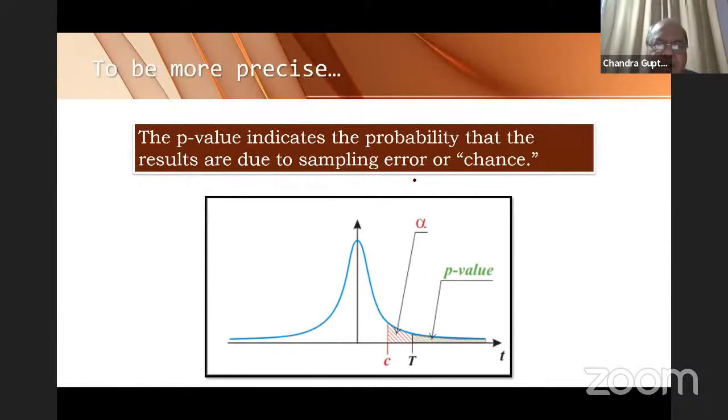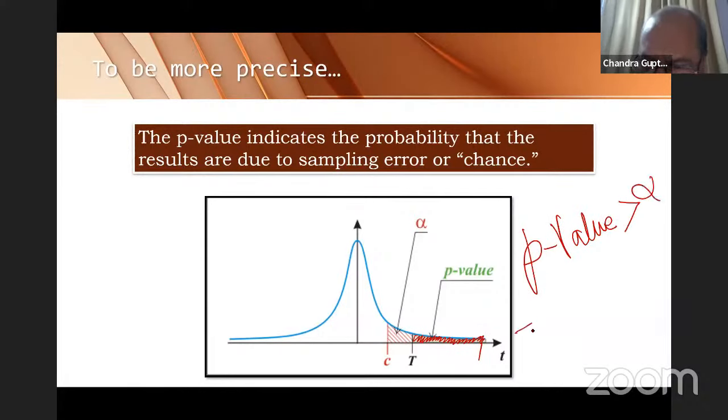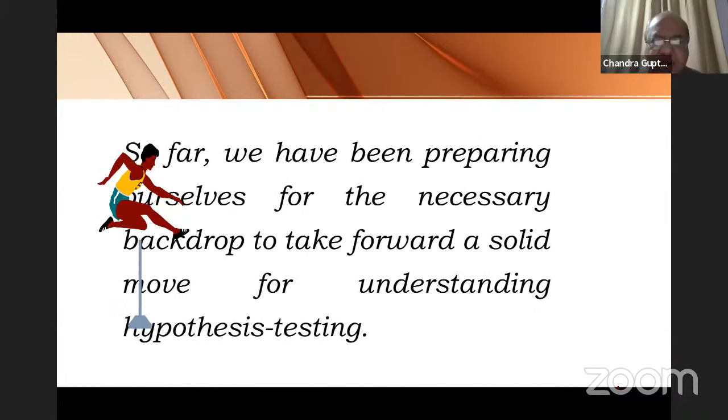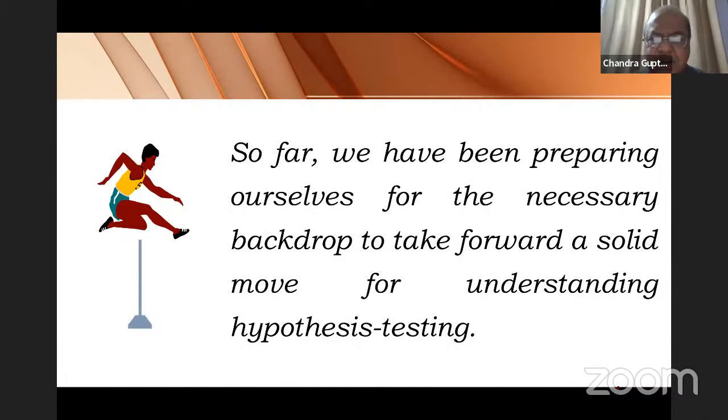P-value indicates the probability that results are due to the sampling error or chance, and this is always in tail. And if p-value is greater than alpha, don't reject your null hypothesis. If p-value is less than alpha, reject the null hypothesis. So these are some of the basics which we are trying to refresh ourselves with these concepts so that we can move forward with solid foundation.